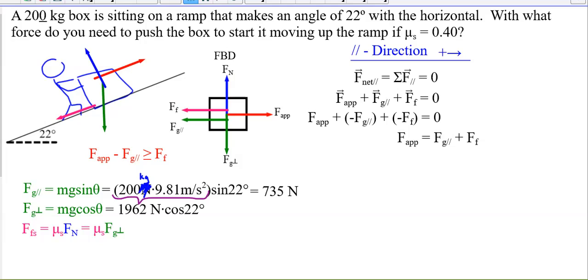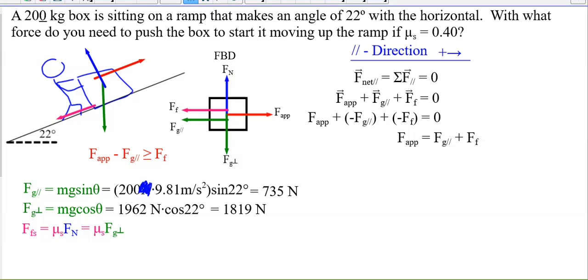And so when you multiply those two together, you get 1,962 newtons multiplied by cos of 22 degrees, right? And that should give you approximately 1,819. I'm going to scribble this N out every single slide.